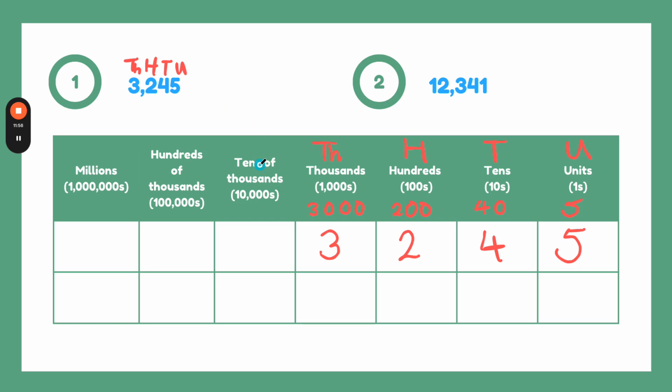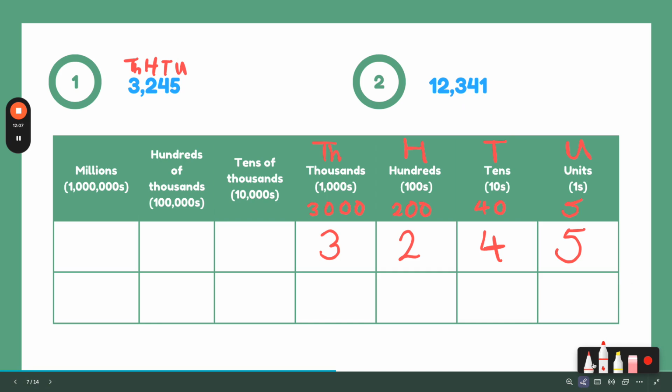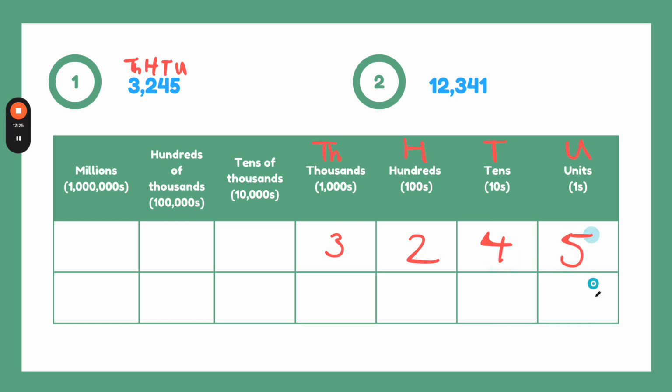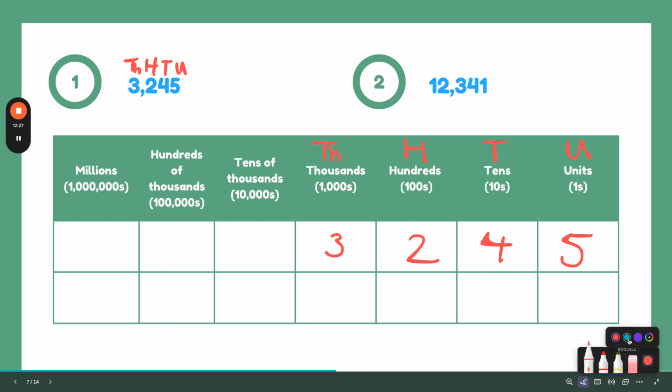Okay, so the second number, we have 12,341. So let's use a different color for this number. Let's use blue. Just going to erase. That should still be there, 3,245. And I'm going to use a different color for our second number. Okay, so we have 12,341.